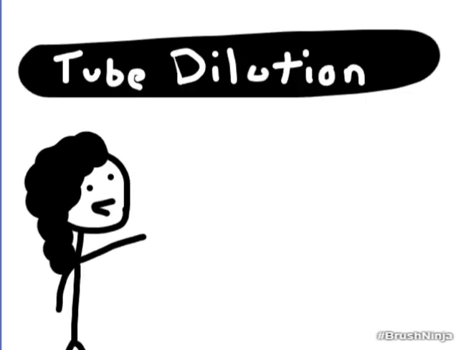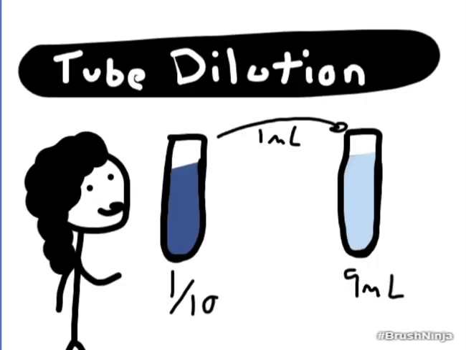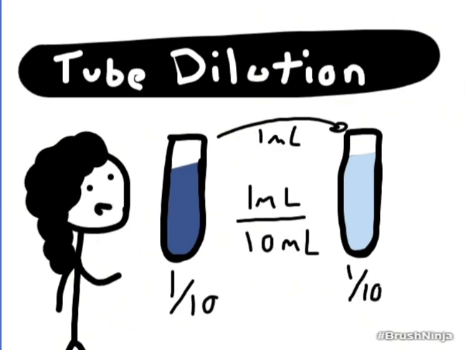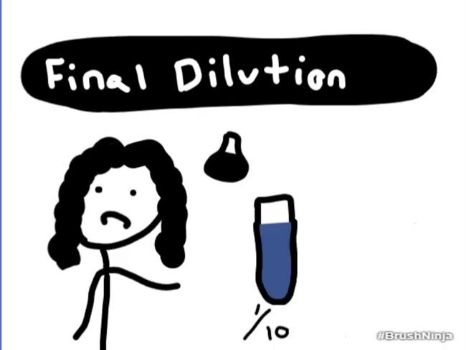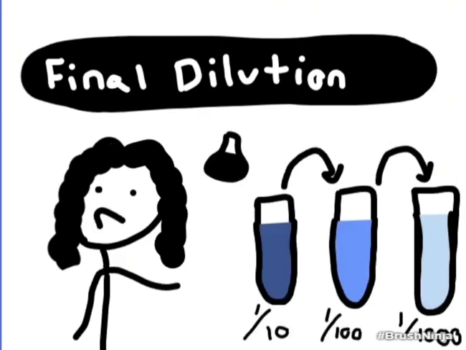Tube dilution is the dilution factor in a single tube during a serial dilution. It is calculated by dividing the volume of the sample by the total volume. Final dilution refers to the overall dilution achieved after transferring samples through multiple tubes. It is calculated by multiplying the tube dilutions of each tube.